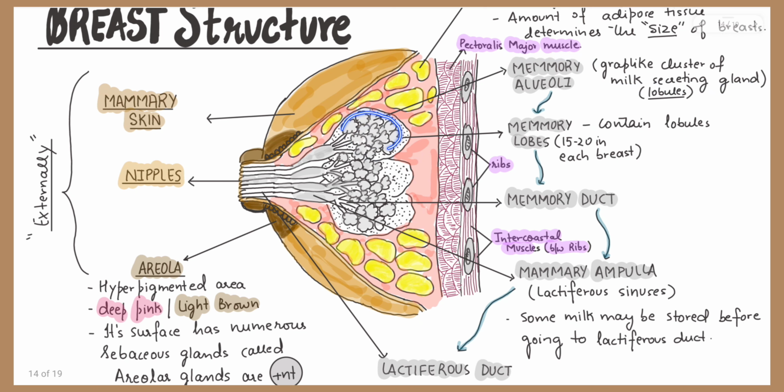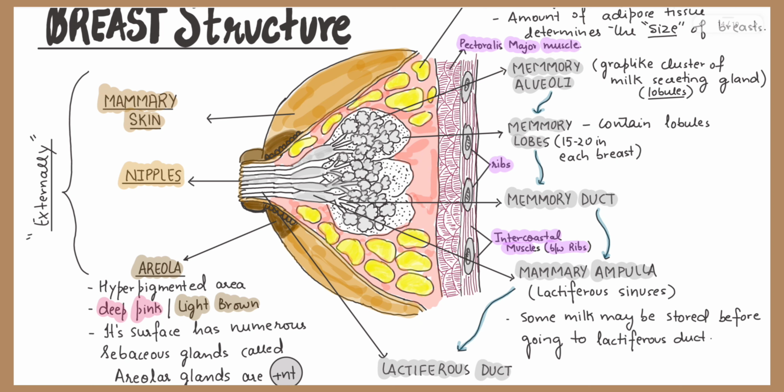These mammary alveoli, this grape-like cluster, this bunch-of-grapes-like structure, is present inside the lobes, and these are called the mammary lobes. Inside the lobes many grape-like clusters are present, which are called alveoli. Each breast has 15 to 20 mammary lobes, and inside these lobes are the mammary alveoli, whose function is to secrete milk, because they are milk secreting glands, right.